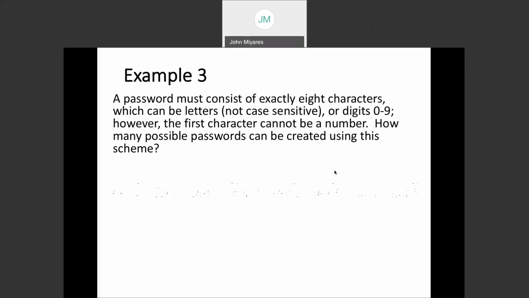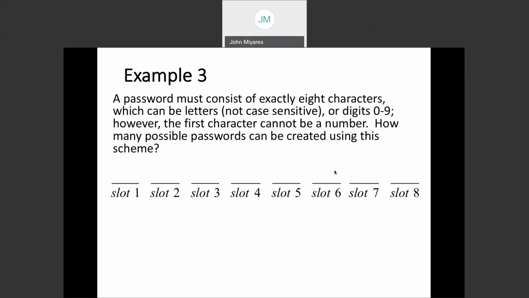Now, just like before, I want to set up the slots and be ready to fill in the number of ways I can create a password. Each slot represents a character within the password. The first character cannot be a number, so given that there are 26 letters in the alphabet, we have 26 ways to fill that first slot.